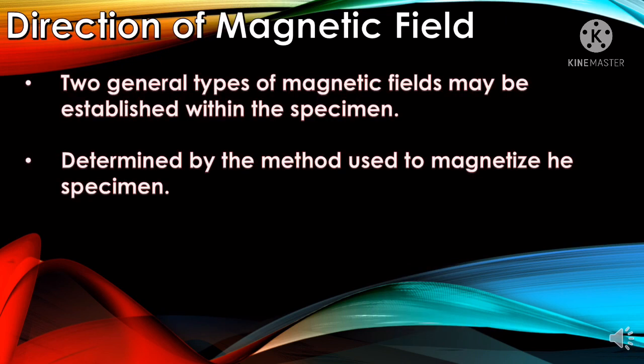Two general types of magnetic fields, which are longitudinal and circular, may be established within the specimen. The type of magnetic field established is determined by the method used to magnetize the specimen. A longitudinal magnetic field has magnetic lines of force that run parallel to the long axis of the part, while a circular magnetic field has magnetic lines of force that run circumferentially around the perimeter of a part.